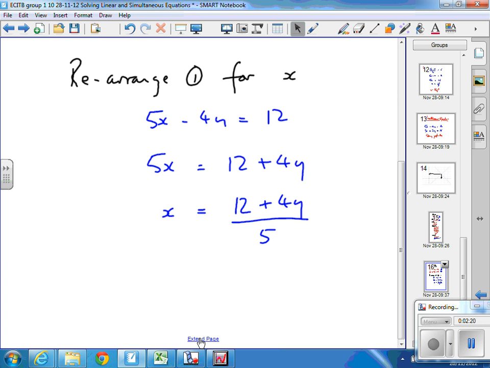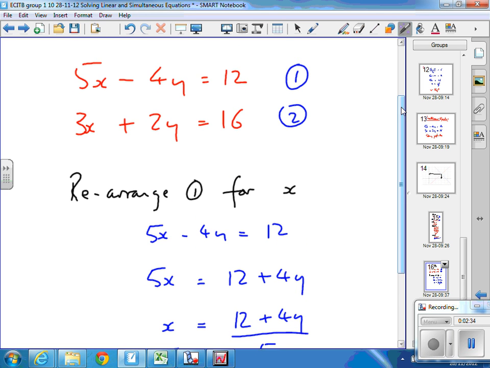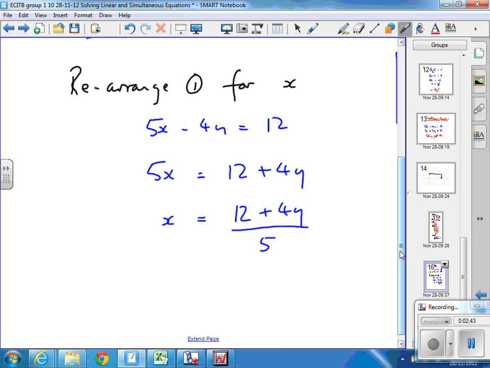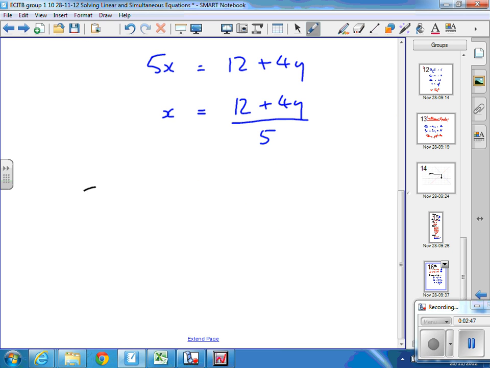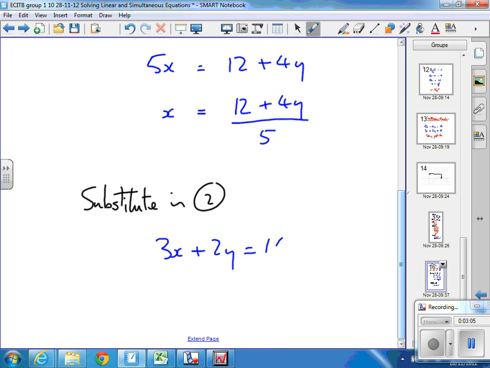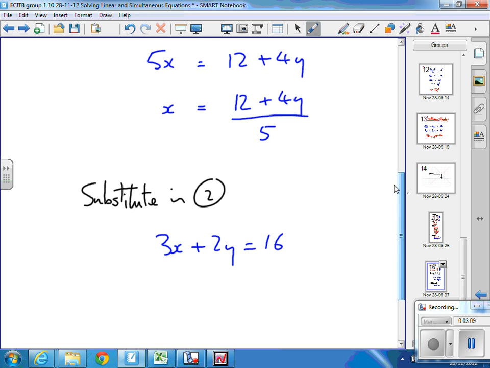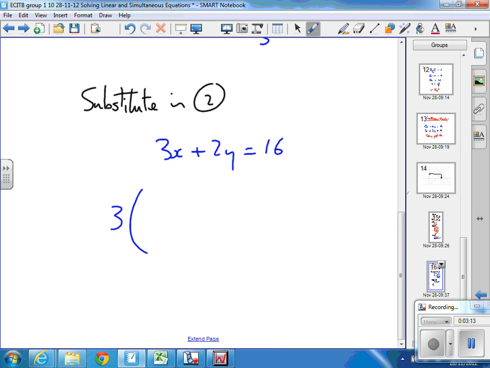So now I've got an expression. This expression on the right hand side here is the same as x. So what I can do is go to the second equation, number 2, and wherever it says x, I can write that expression. And the beauty of it is that that expression only involves y, so I'll only have one unknown. So what I do is I substitute into 2. What that means is I rewrite equation number 2, 3x plus 2y equals 16. And wherever it says x, I write that expression that I've just found. So in other words, 3 times 12 plus 4y over 5, plus 2y equals 16.